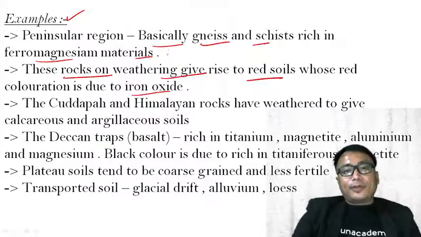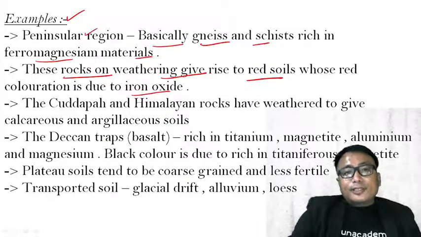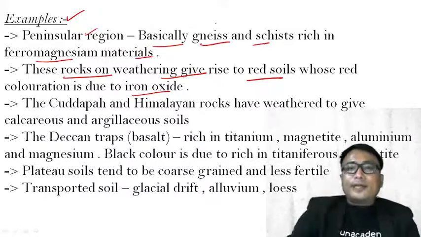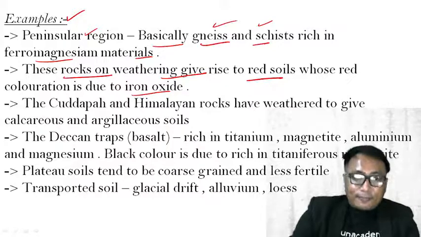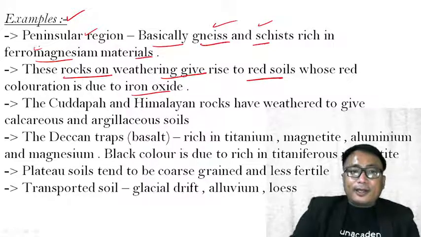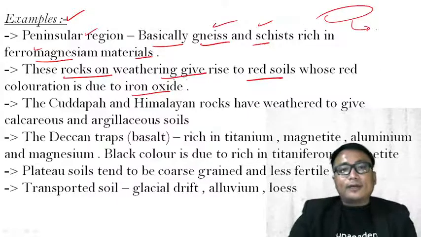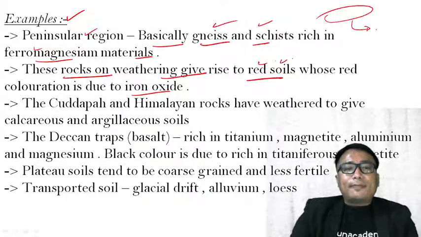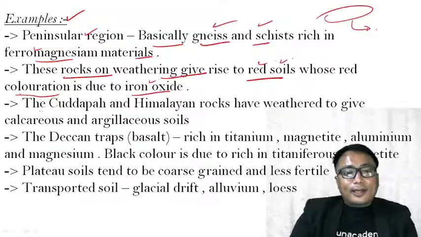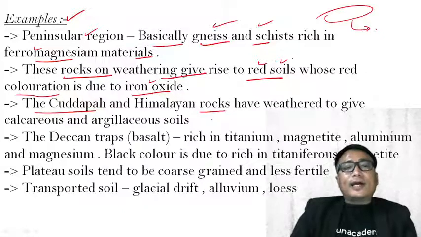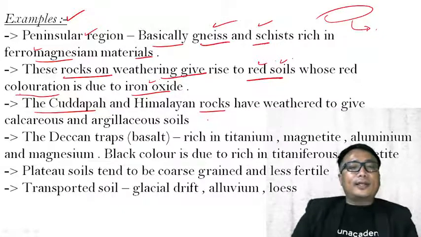oxide. Because in the peninsular region you will find the parent material, which is gneiss and schist. They are rich in ferromagnesian minerals, iron is here. Therefore, on weathering of this parent rock, the type of soil that you will get will be red soil, and this red color is nothing but the presence of iron oxide. Again, another example: the Katapa and the Himalayan rocks have weathered to give calcareous and argillaceous soil.